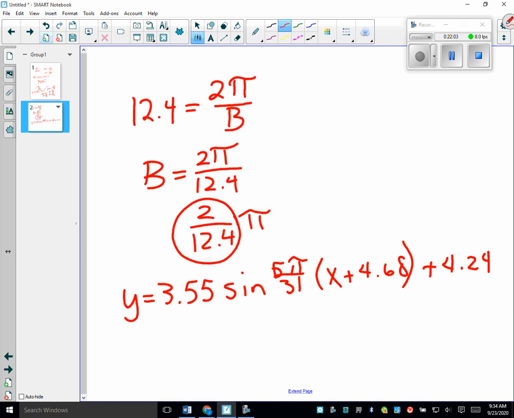Is it still coming out the same? Yes, ma'am? It is plus, because remember when we did BX minus C? It would be minus a negative 4.68. Did I tell you this would be hard on your own?